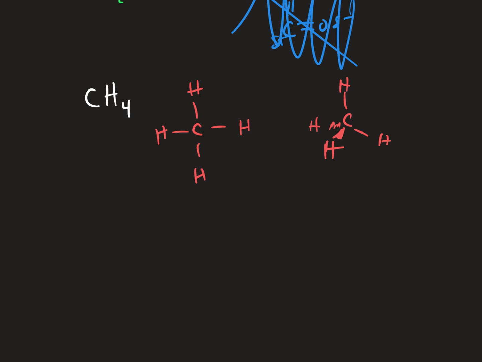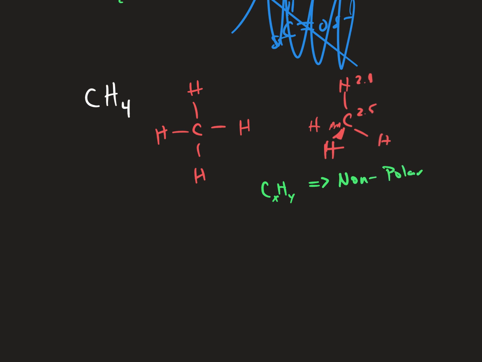Well, is this bond polar or non-polar? This is 2.5 and this is 2.1. The difference is 0.4, non-polar. And I'm going to say something right here, and this will save you a lot of time if you know this. If a compound is carbon-hydrogen only, so it could have different numbers here, but if it's only a carbon-hydrogen compound, it's always non-polar.